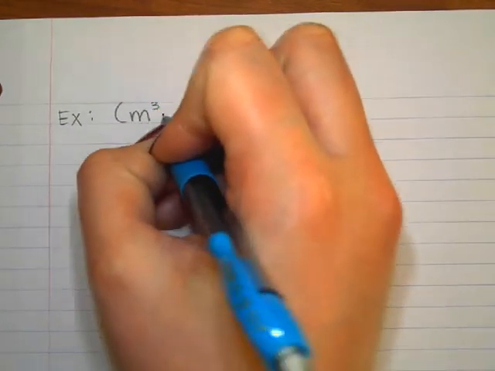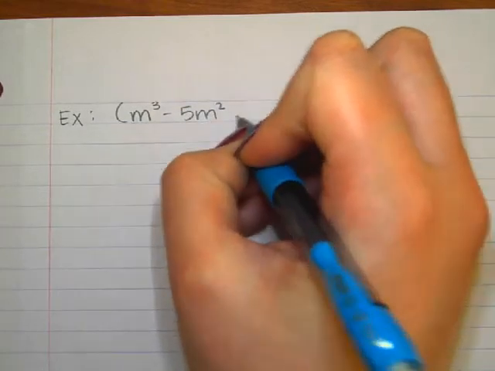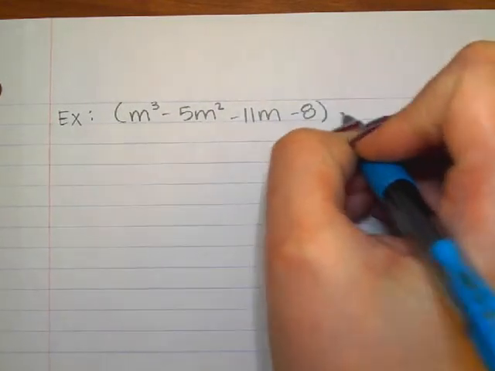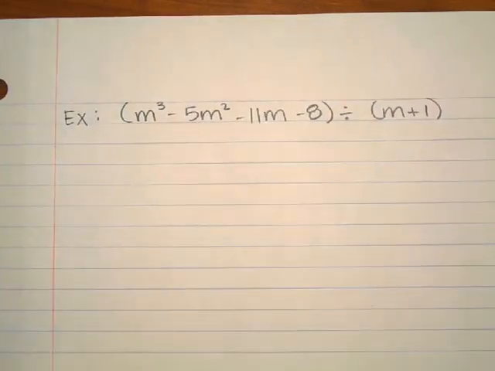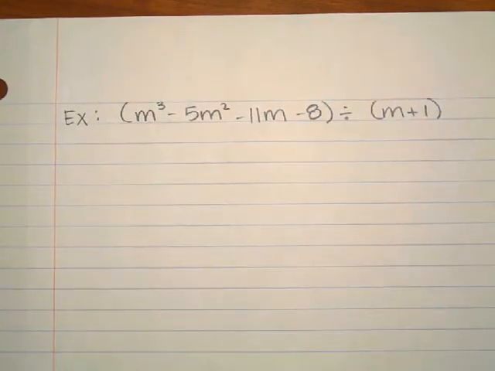So, adding this to your notes, we're going to have m to the third minus 5m squared minus 11m minus 8 divided by m plus 1. And if we're going to set this up for synthetic division, what do we do? So what number are we using? -1.